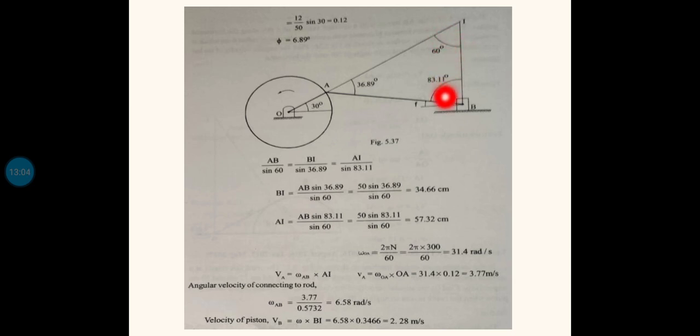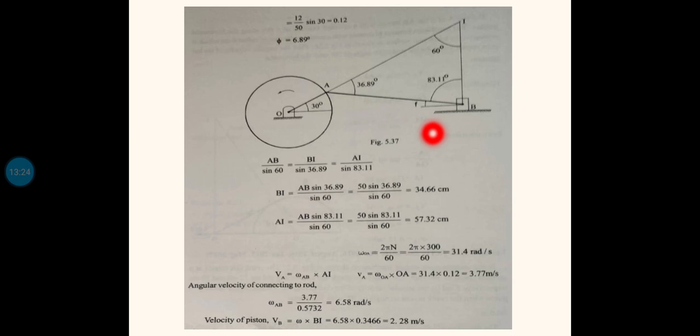So since it is 60, this is 60, this is 83.11. If you talk about the small triangle ABI, from this triangle the total angle will be 180 degrees. So 60 plus this one, 180 minus 60 plus this one will be this angle A. So angle A you will get as 36.89 degrees. Now we want to identify the instantaneous center.